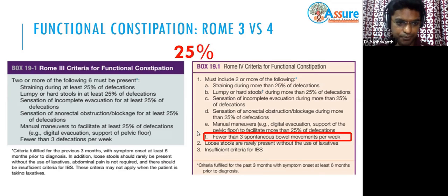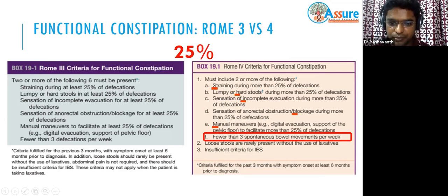Second point, the magic number 25. In the previous edition, it was straining for at least 25%, so 25% was included. But now, all are more than 25%, so 25% is not included. It should be more than 25, that is 26 onwards. It might not be very important, but you should be aware.